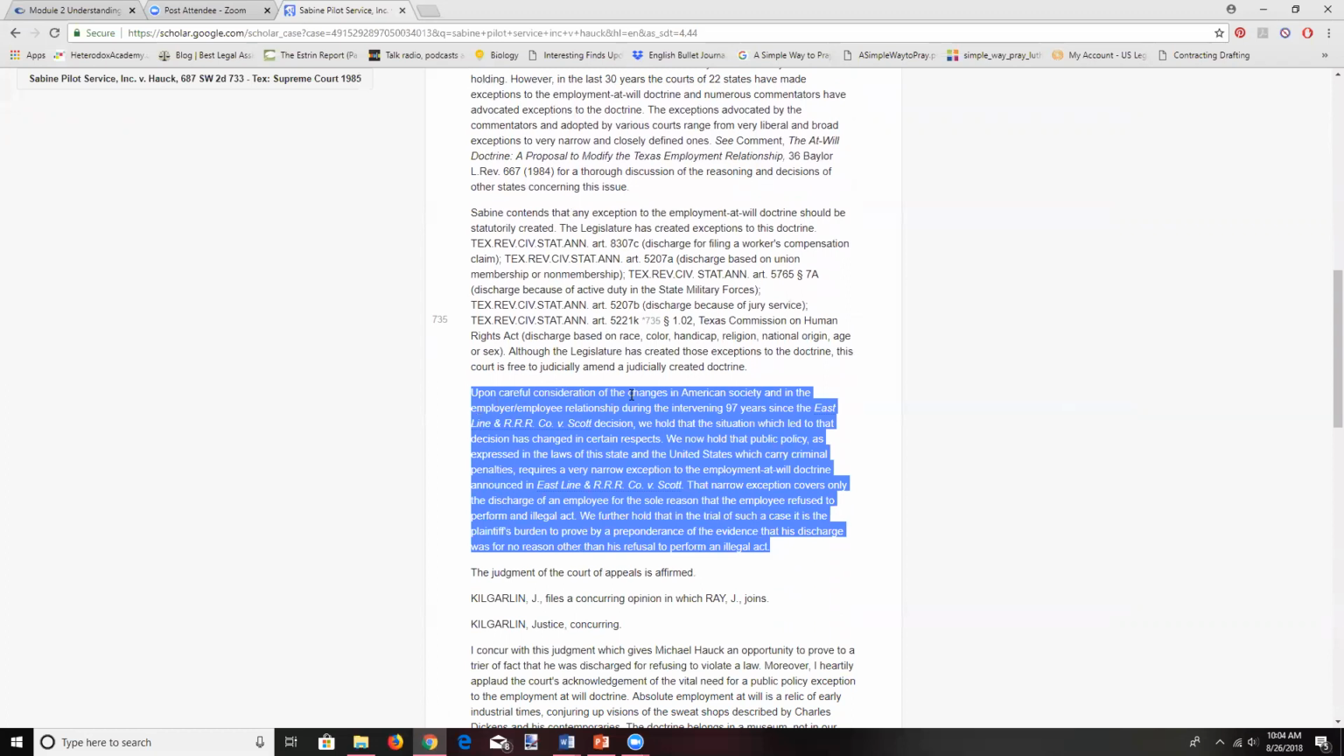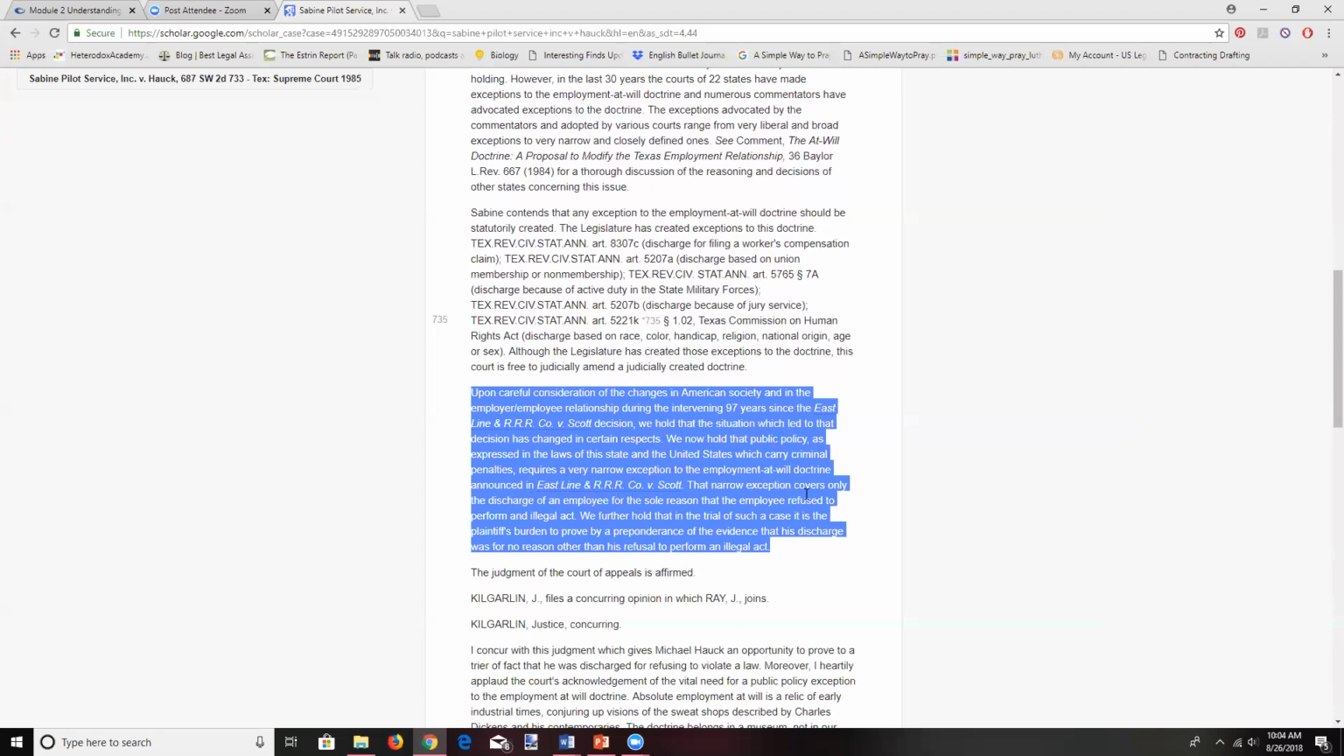While careful consideration of the changes in American society and in the employer-employee relationship during the intervening years since this earlier case, we hold that the situation which led to that decision has changed in certain respects. So in other words, this Texas Supreme Court is modifying, in some sense overruling, this previous precedent. And it can do that because it's the highest court in the state. We now hold that public policy as expressed in the laws of this state and the United States, which carry criminal penalties, requires a very narrow exception to the employment at will doctrine announced in this case.